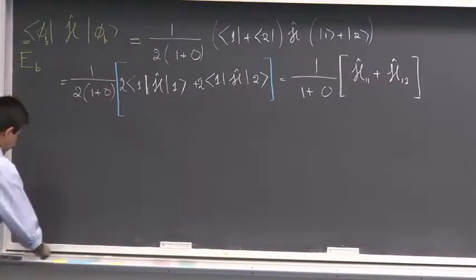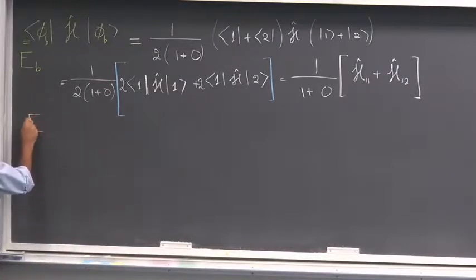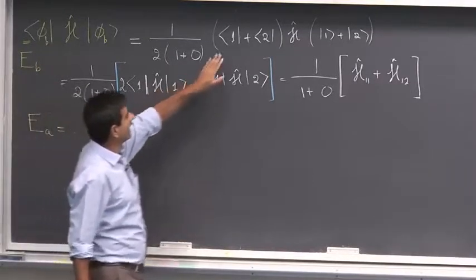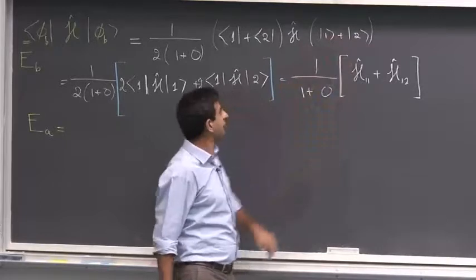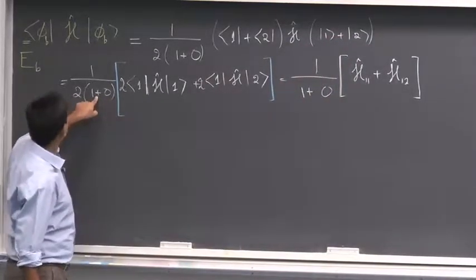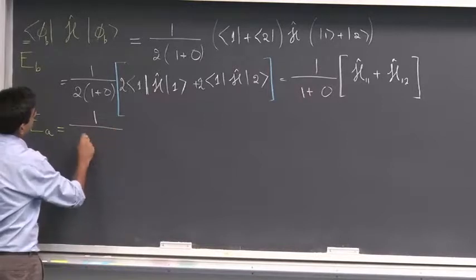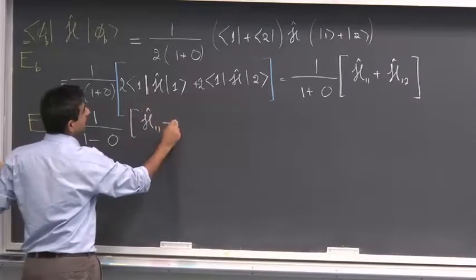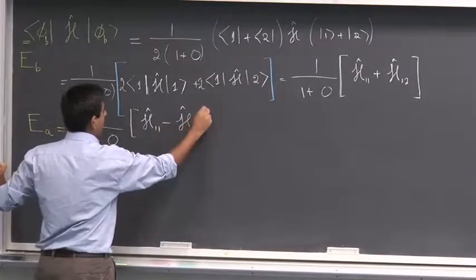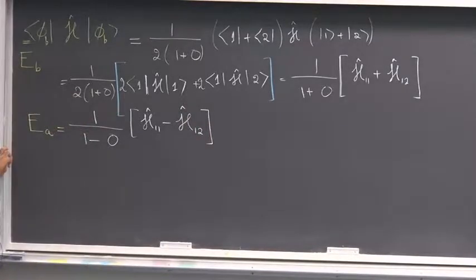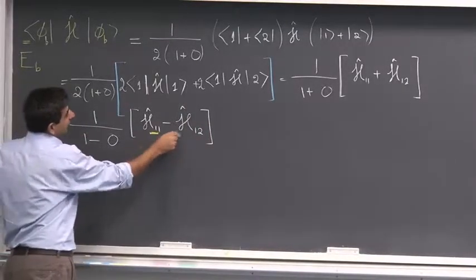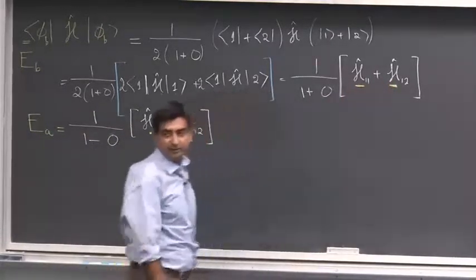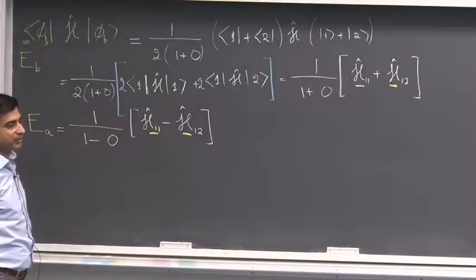Likewise, the anti-bonding energy EA can also be computed. If I just replace phi b with phi a, I put in ket 1 minus ket 2 here and ket 1 minus ket 2 here, and I replace this plus with a minus sign, I get 1 over 1 minus O times H11 minus H12. So the next step is to calculate what these values are, so I can find out the energies of the bonding and the anti-bonding states.